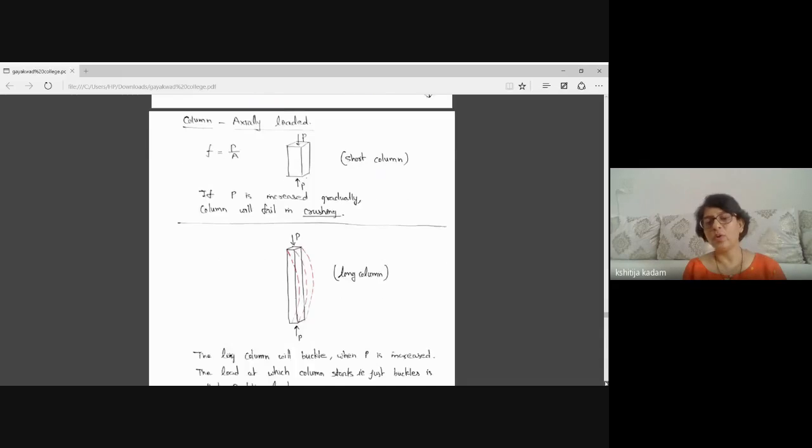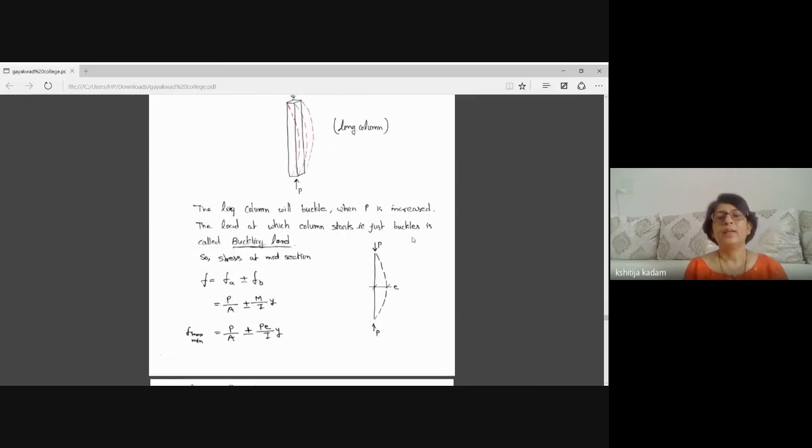But if I have a long column, what will happen? When I apply force P, the length of the column will reduce. That means compression will happen, but it will start buckling like this. The long column will buckle when P is increased. The load at which a column just buckles is called the buckling load.